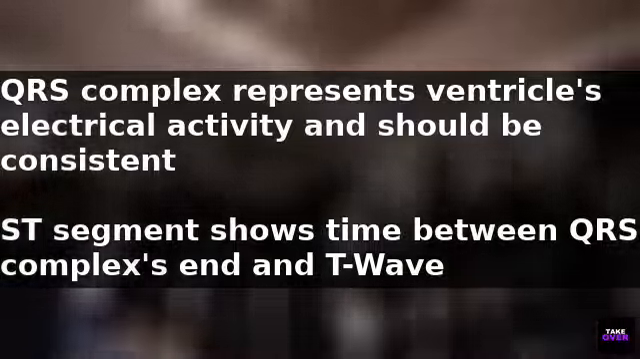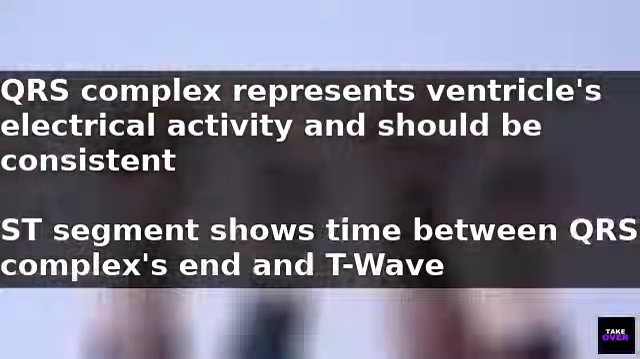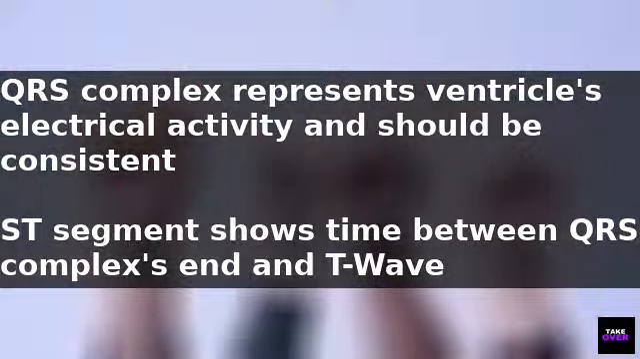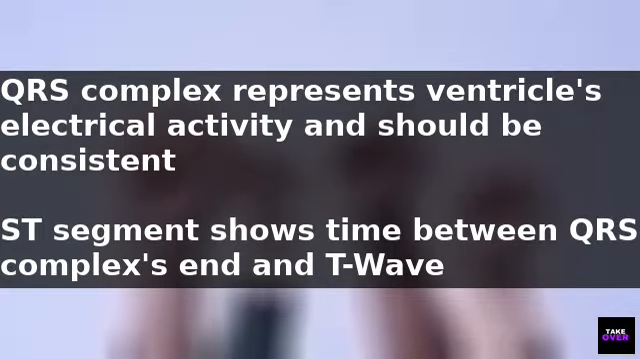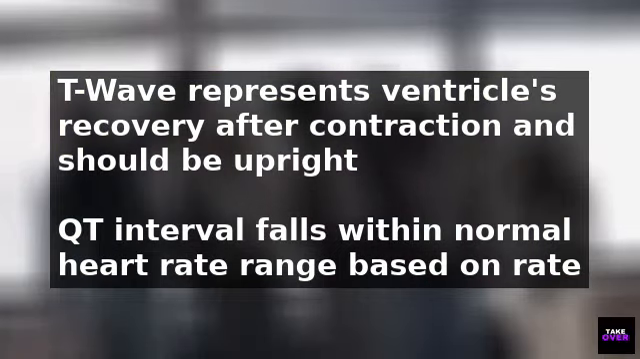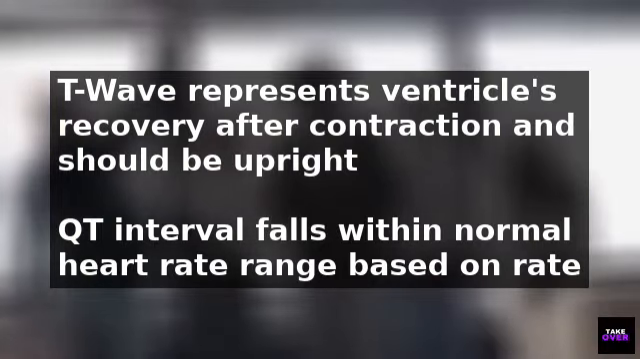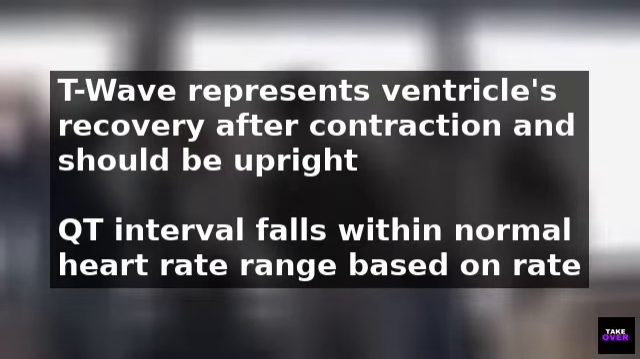The T wave, representing the electrical recovery of the ventricle after contraction, should be upright and consistent in size, shape, and duration. Finally, check the QT interval, the period between ventricular constriction and recovery, which should fall within the normal range based on the individual's heart rate.